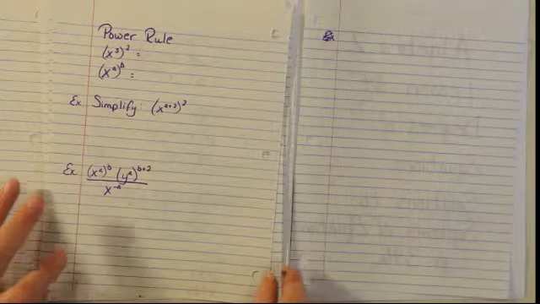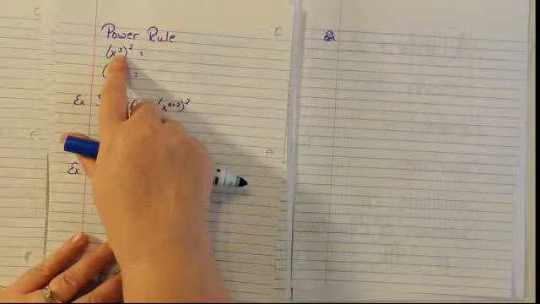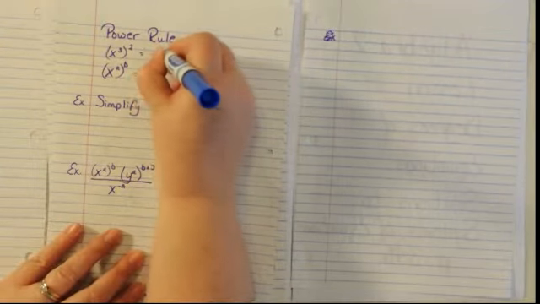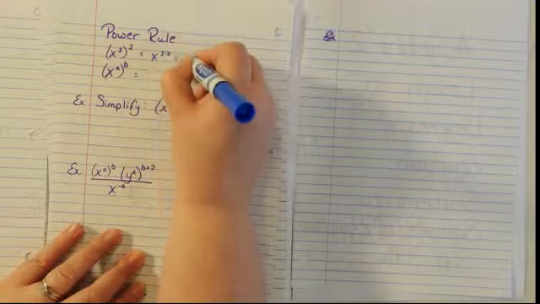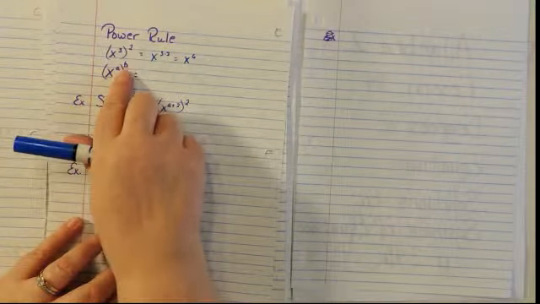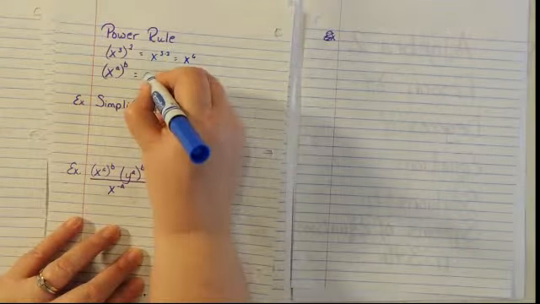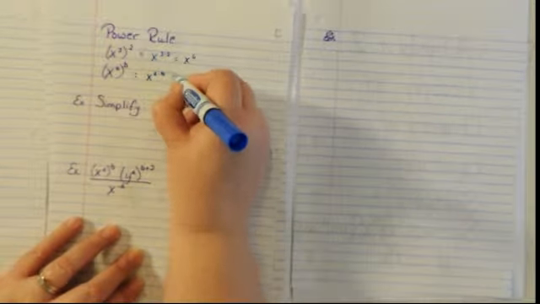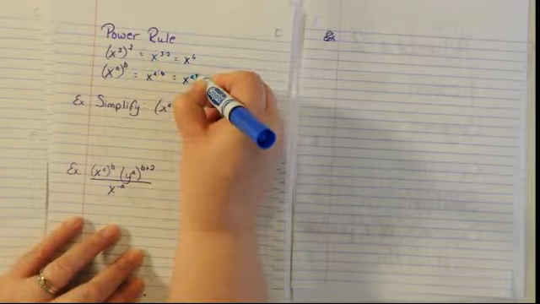Okay? Okay, now let's talk about the power rule. The power rule for exponents tells us that when we have a notation such as x cubed quantity squared, we simplify by multiplying the exponents. So this would be x to the 3 times 2, which equals x to the 6th. Okay? If we have x to the a, quantity to the b, then we do x to the a times b, which equals x to the ab.